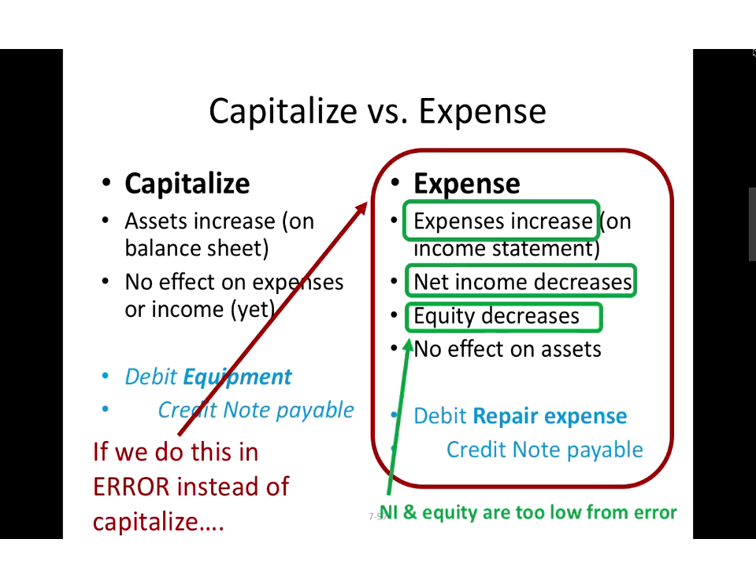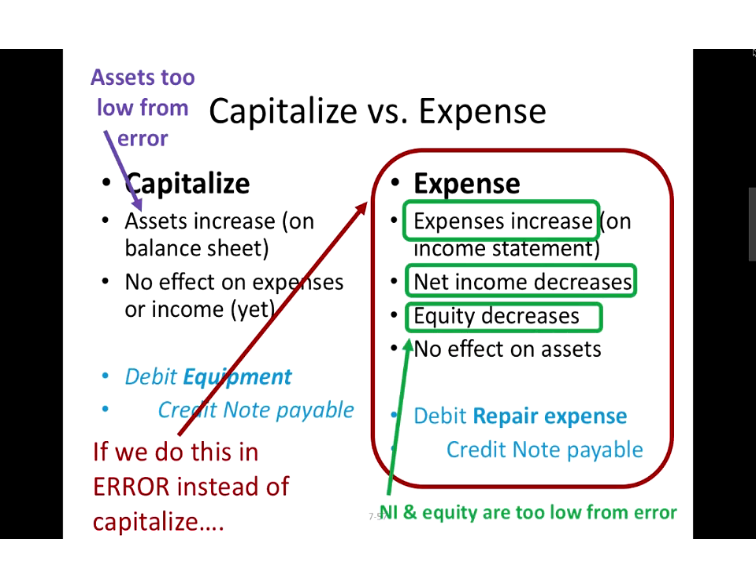Net income and equity are too low. So we're saying if we have an expense, we are going to have expenses too high, net income too low, equity too low, because those are the impacts from expensing. And then if we do that, the assets will be too low because we didn't increase them.